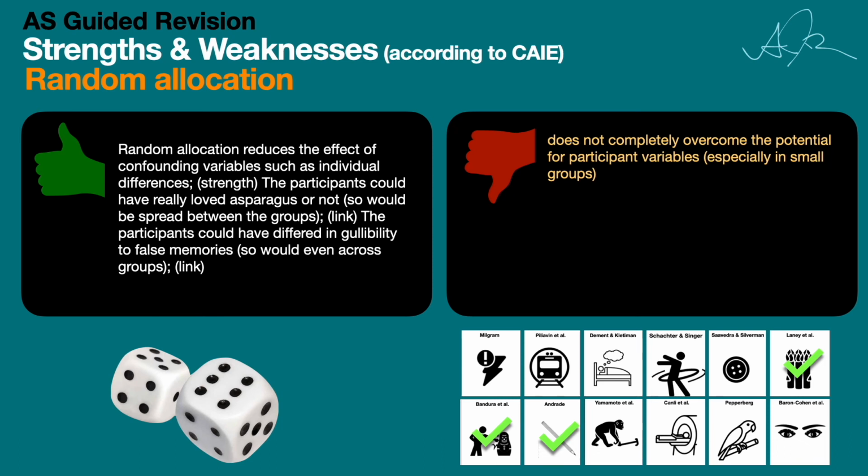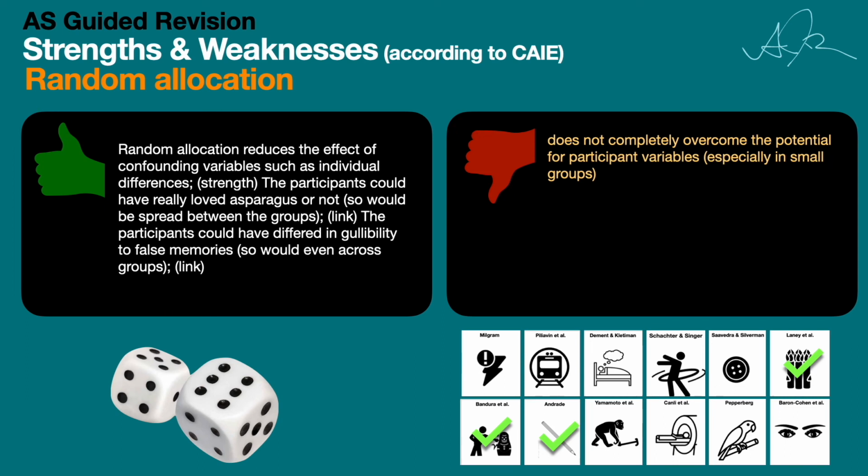But on the past paper that I'm citing here, it says the following: random allocation reduces the effect of confounding variables such as individual differences. And they use the Laney study as an example. The participants could have really loved asparagus or not, regardless of whatever group they were put into, whether it was the love group or the control group. That kind of agrees with what I said before. There was no manipulation where you were looking for a certain result, so you don't put all the asparagus lovers in one place and the asparagus haters in another place.